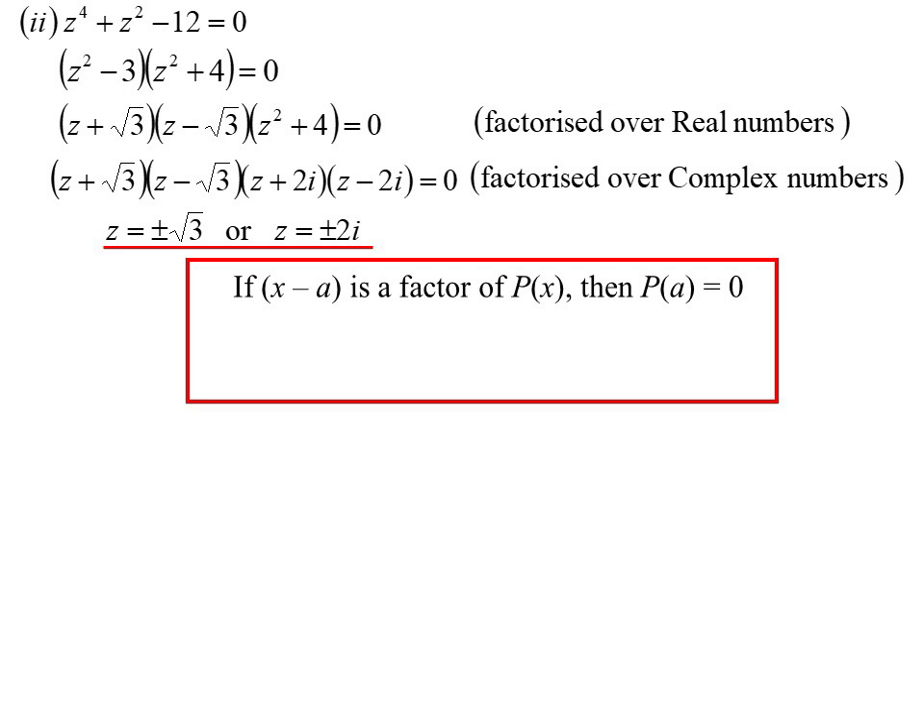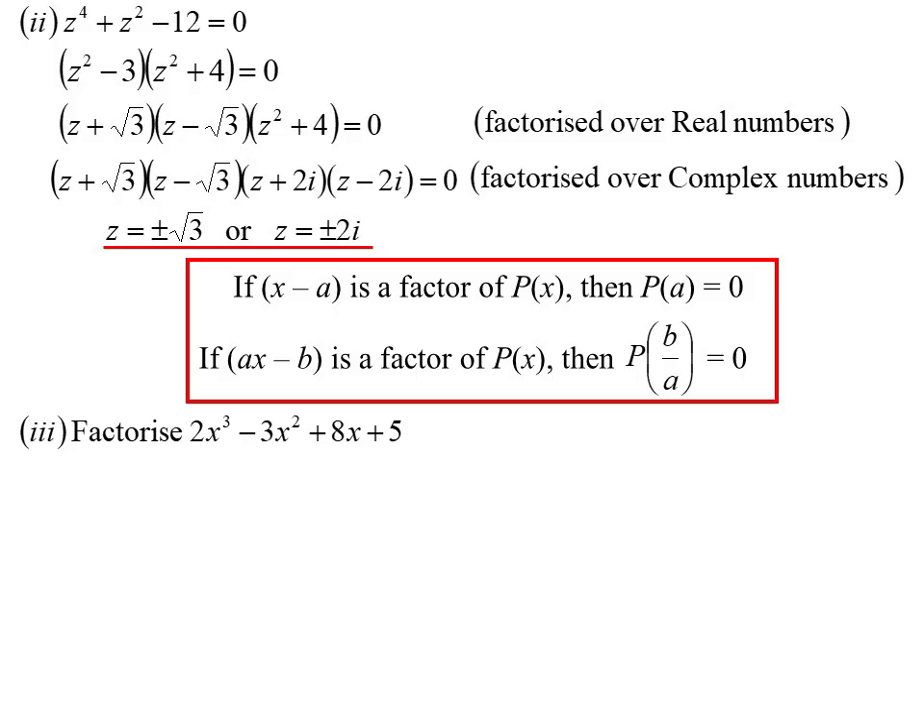Now remember our factor theorem then. When we're looking for factors, we know that if x minus a is a factor, then when I substitute a in, I should get 0. And if it's ax minus b, then it would be b on a that we're looking for. Let's factorise this cubic. It's a cubic, so I know there must be a real factor. Let's try and find it.